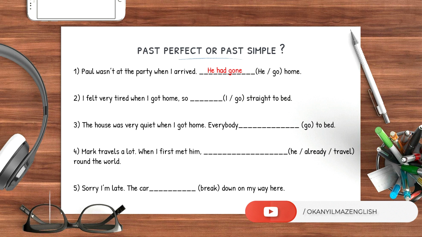I felt very tired when I got home, so I went straight to bed. Why went, why not had gone? The reason is, here I'm not really talking about the sequence of events. I felt very tired when I got home. Look, these two actions are happening at the same time, so we can't really decide which one happened first. So we have to go with simple past tense here, because we're not really talking about the sequence of the events.